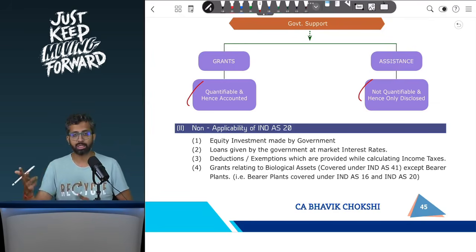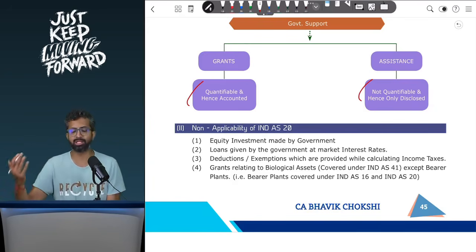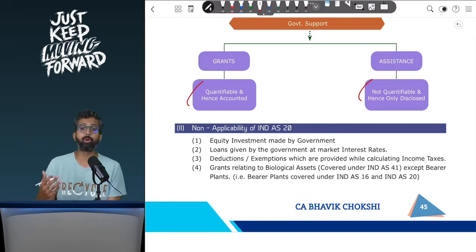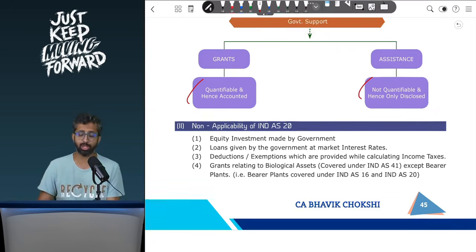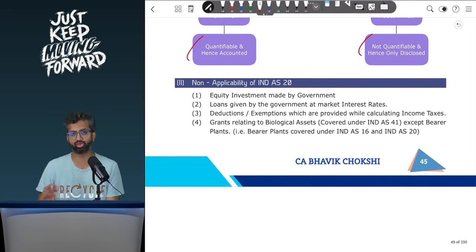Third, tax support given by the government in the form of a tax deduction or tax exemption is not covered because there is a separate accounting standard, Ind AS 12, which governs the same. While doing so, one needs to remember that what we are talking about is income taxes. Maybe some other taxes may be covered over here, but income taxes will not be covered, deductions or exemptions under income tax, because there is a separate standard.